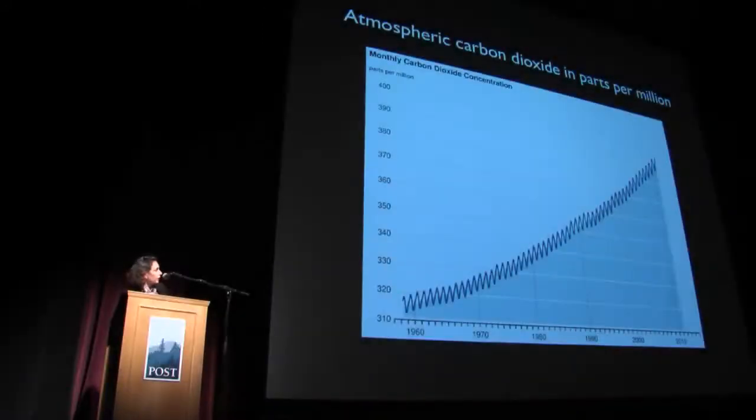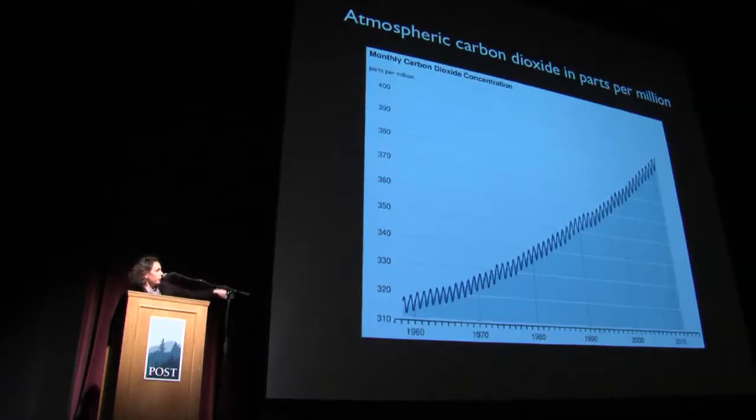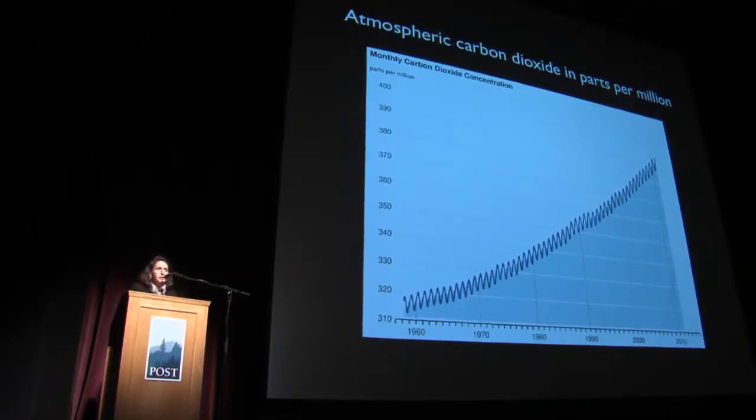What you're seeing here is CO2 in parts per million. That's going up and down, and then obviously just a year. And you see that sawtooth pattern. And what that sawtooth pattern reflects is a seasonal signal.